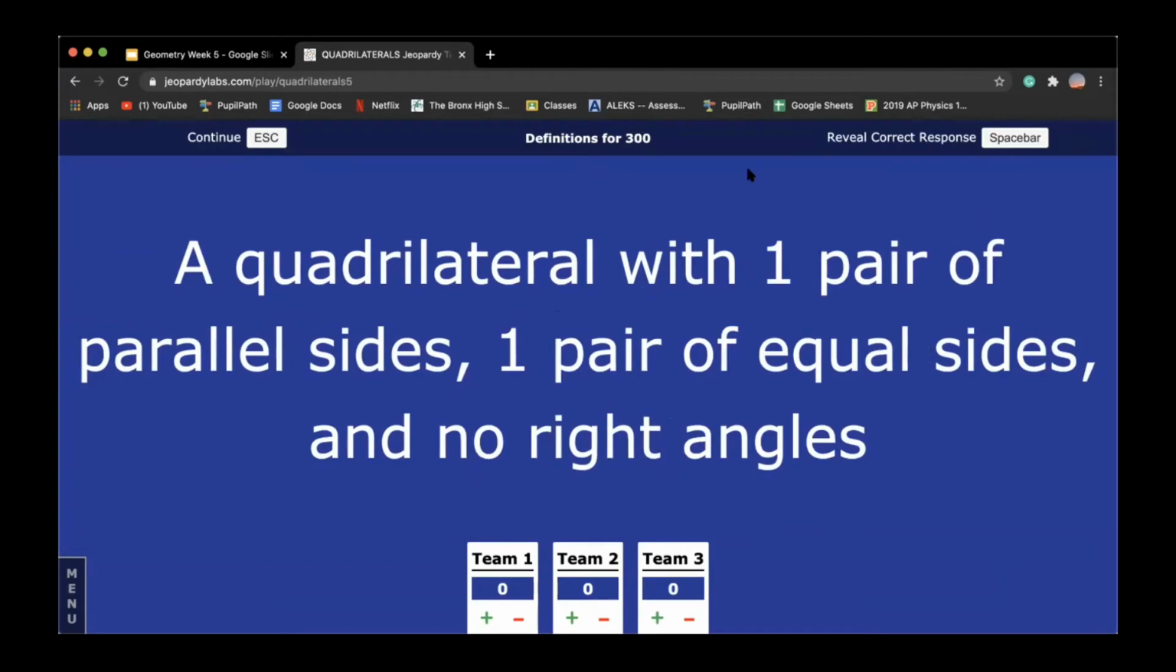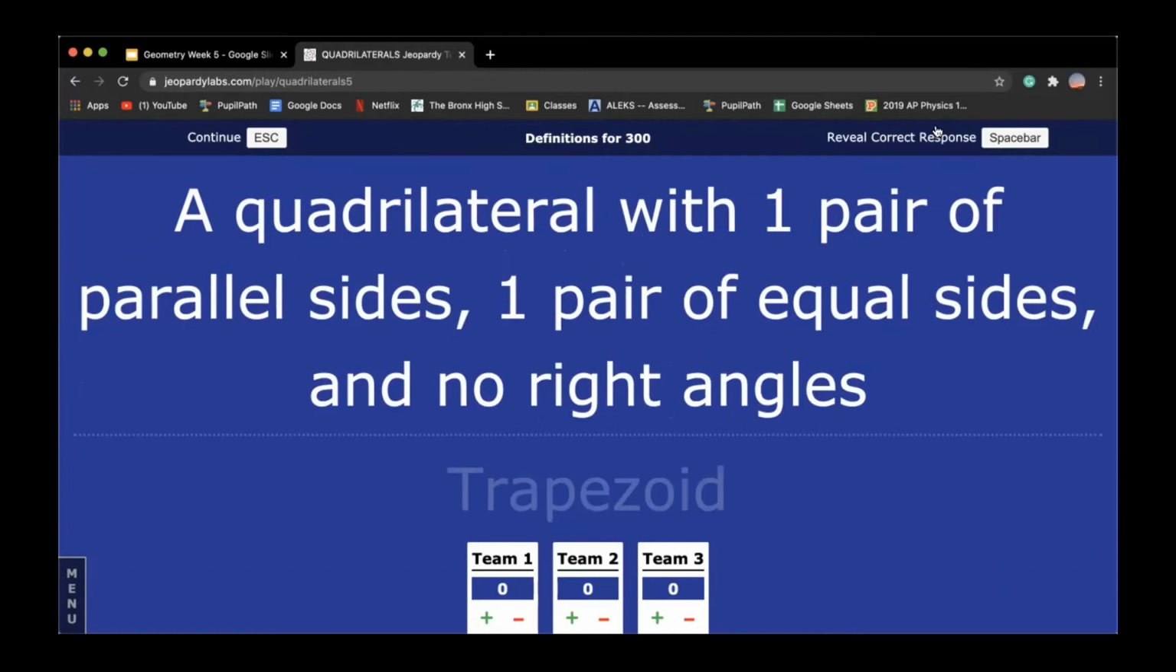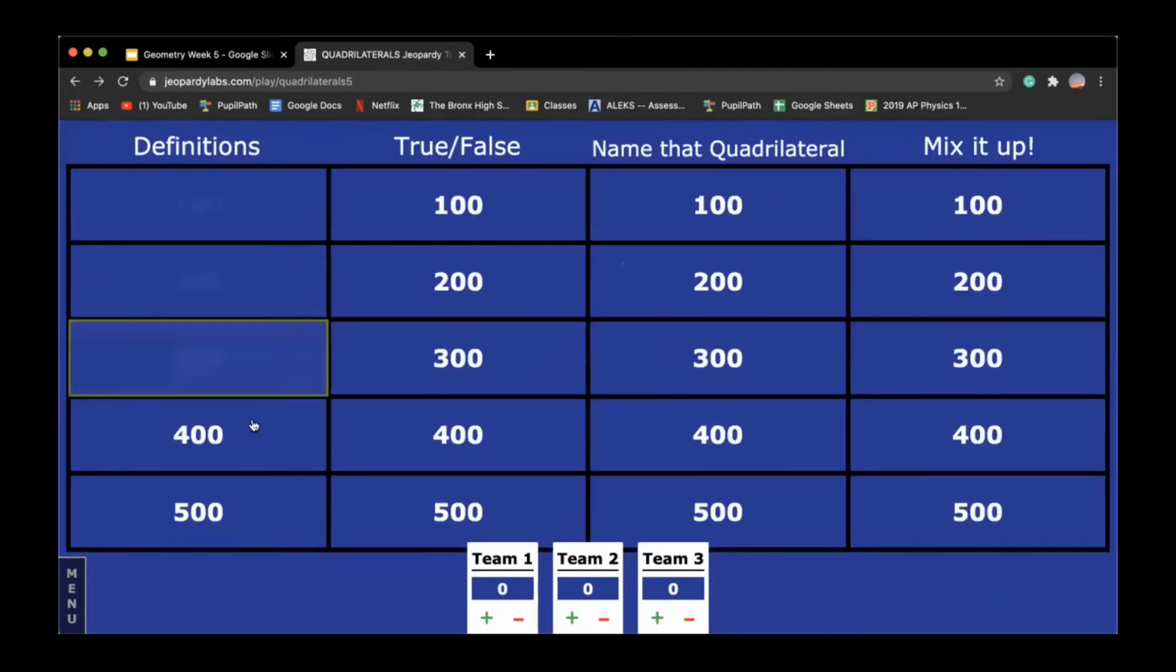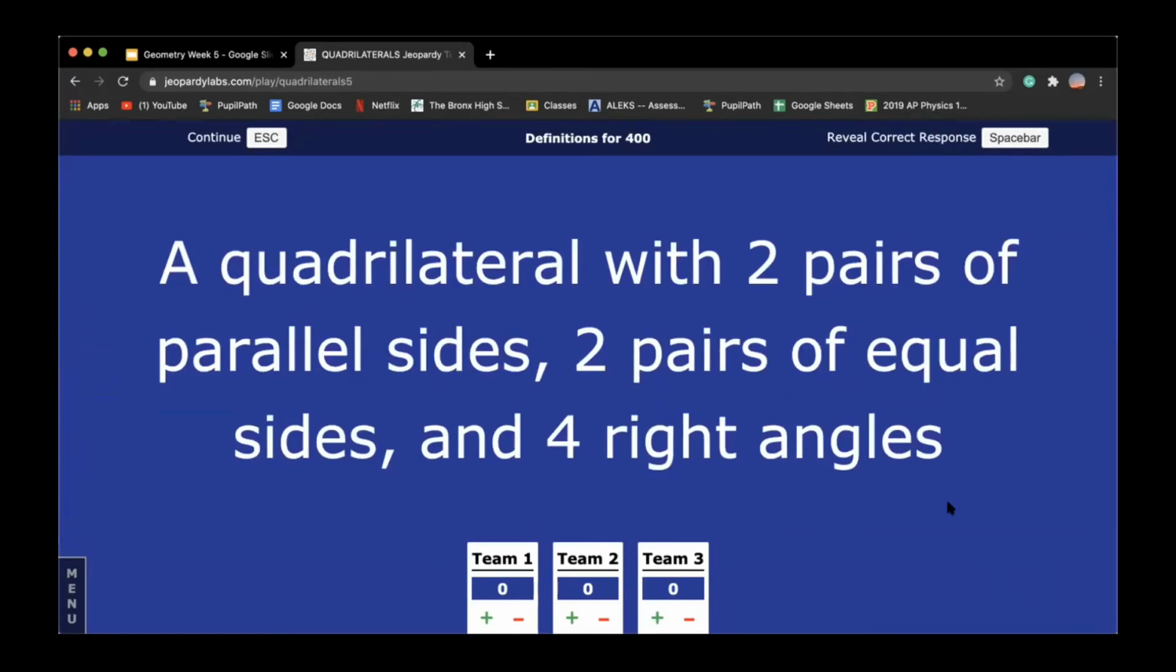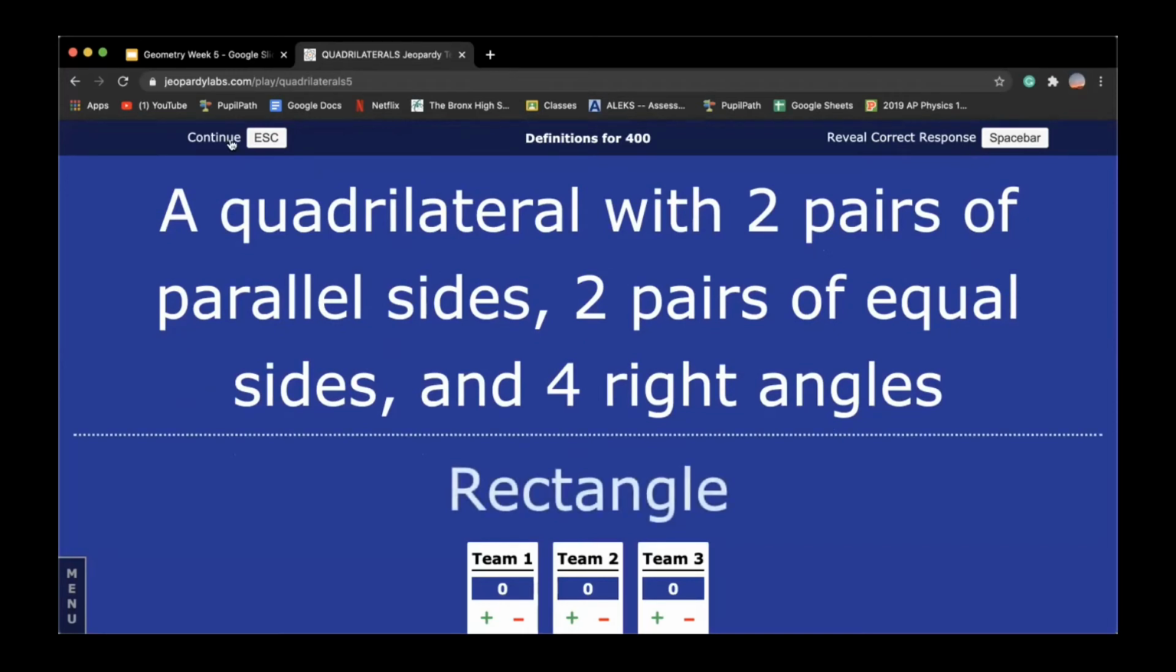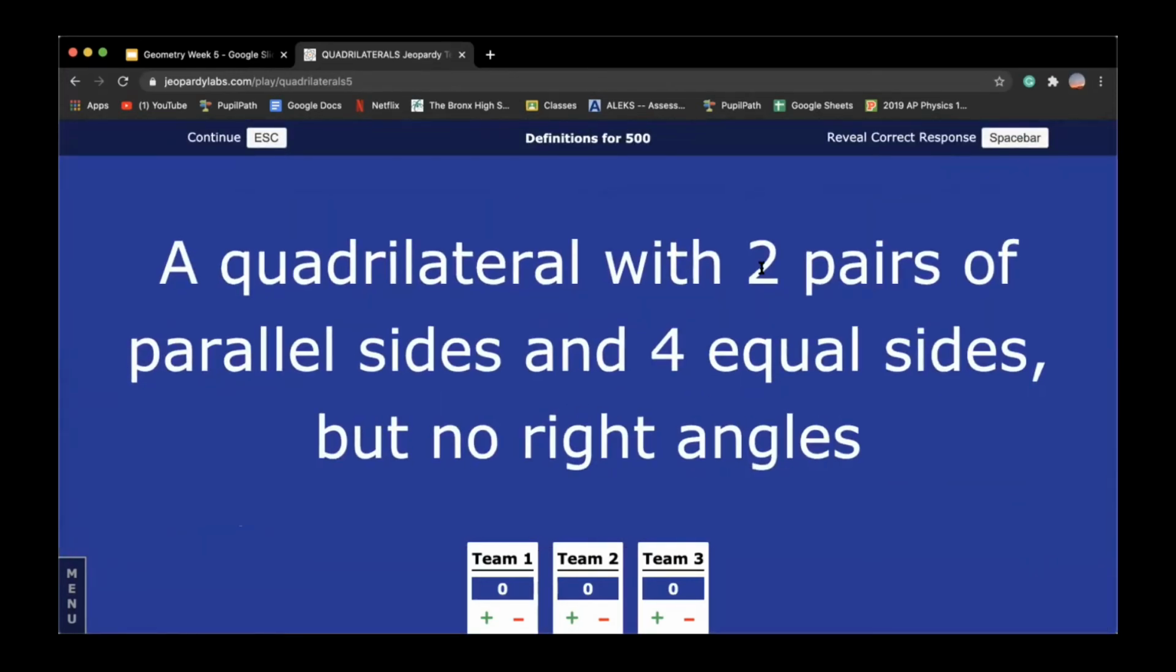A quadrilateral with one pair of parallel sides, one pair of equal sides, and no right angles. That's a rhombus. Wait, oh, because it's only one pair of parallel sides. Yeah, a rhombus has two. Sorry. A quadrilateral with two pairs of parallel sides, two pairs of equal sides, and four right angles. That's a rectangle. A quadrilateral with two pairs of parallel sides and four equal sides, but no right angles. That's a rhombus, right? Yeah, that's a rhombus.